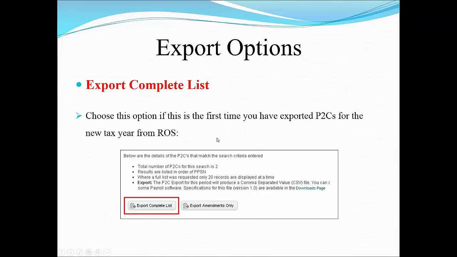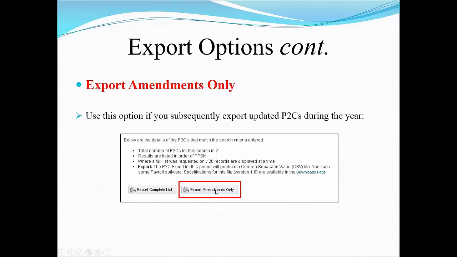The second option is export amendments only, and this is the option you should be choosing down the line. If you receive an amended P2C file, for example, or you have new employees, you can use export amendments only if you're subsequently exporting P2C files during the year. You can still do export complete list; it's not ruled out mid-year. But if you just want to bring in one or two, where you have been notified of changes to some employees, export amendments only will work for you there.